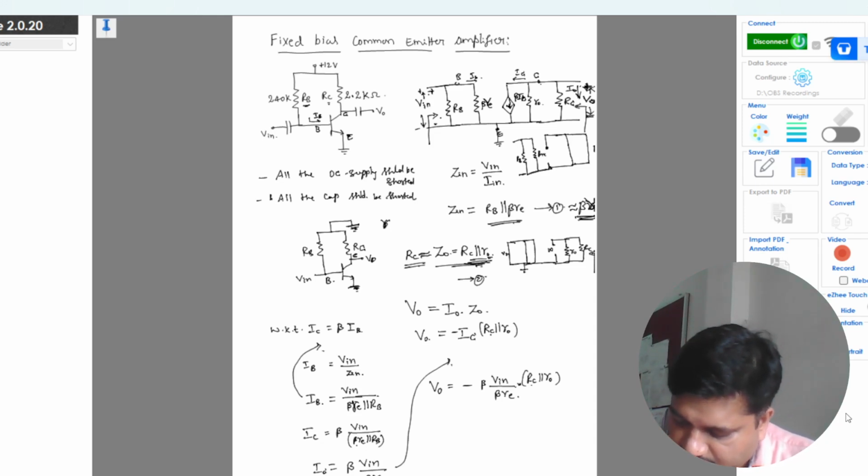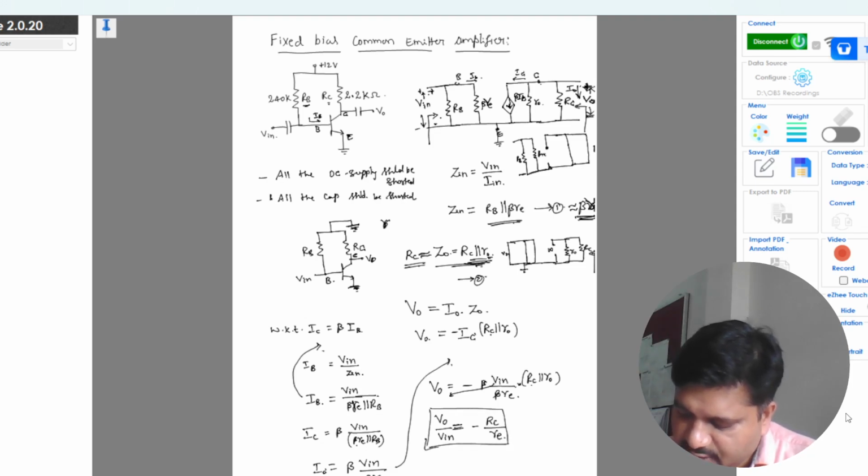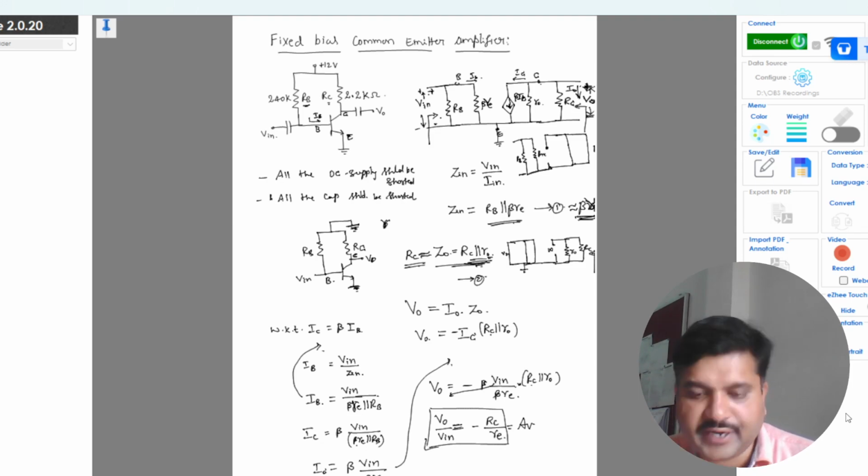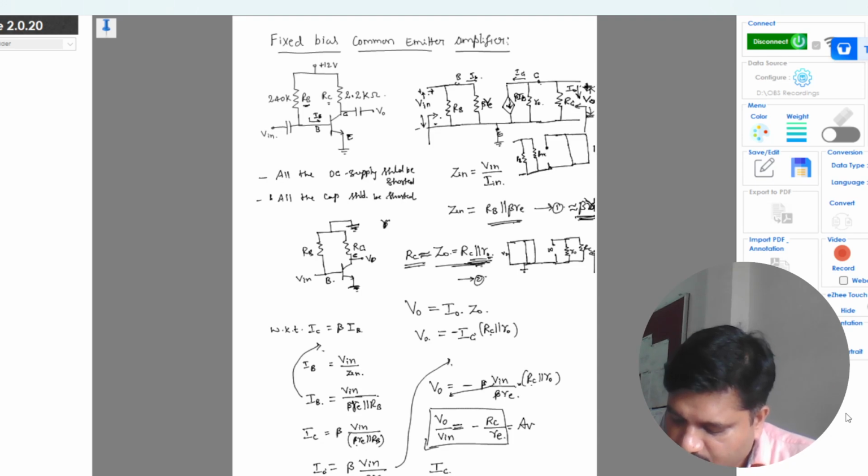So I can write it as V0, and taking this V in into the denominator, V0 by V in is equal to minus RC by RE. This is the expression of voltage gain. And considering the current gain, output current IC divided by input current IB, which is equal to beta, this itself will be the current gain AI.